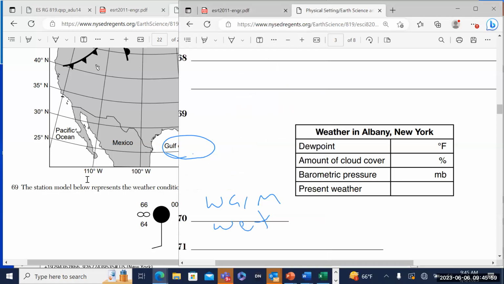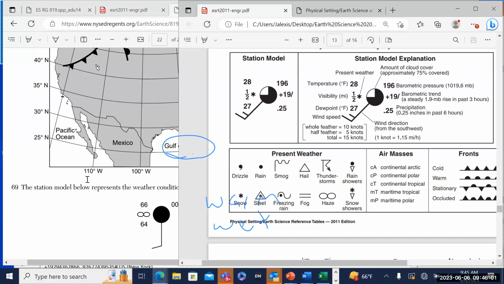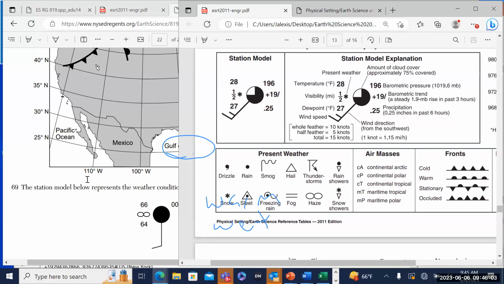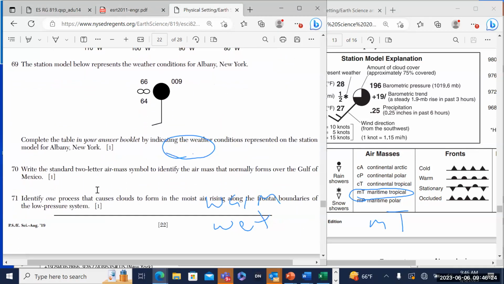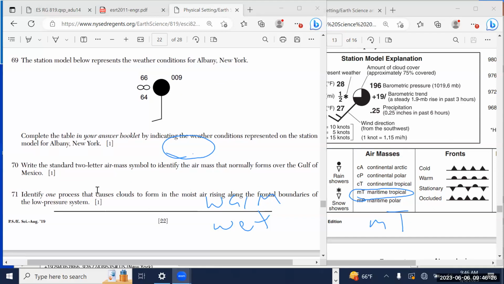So when we take a look, we see that the air mass is going to be warm and wet. And so therefore, a warm and wet air mass is going to be maritime tropical, which is equal to MT. So your answer is going to be MT. All right. And then we'll do number 71.